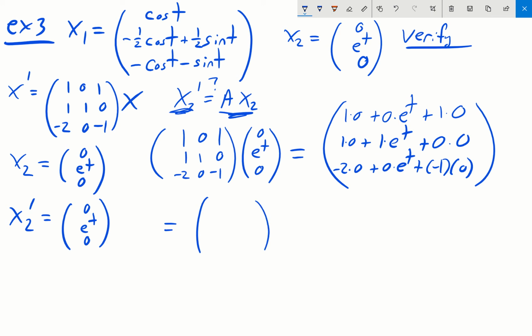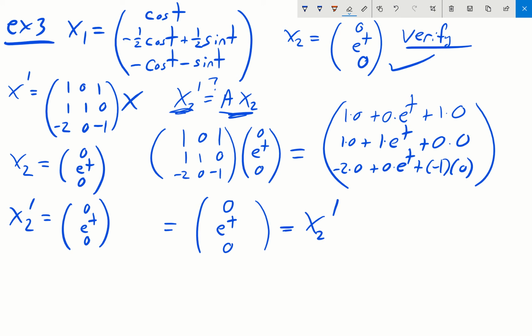But when we simplify, this is going to be 0 plus 0 plus 0. So the first row is 0. Then we get 0 plus e to the t plus 0. That is e to the t. And then this is 0 plus 0 plus 0, which is also 0. And sure enough, that is equal to x2 prime. So that shows that this vector is a solution to the system.